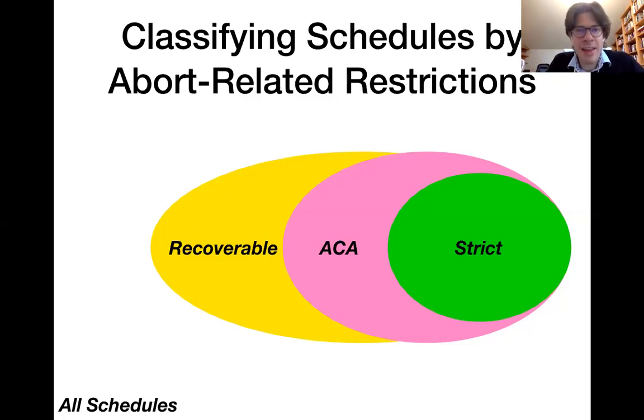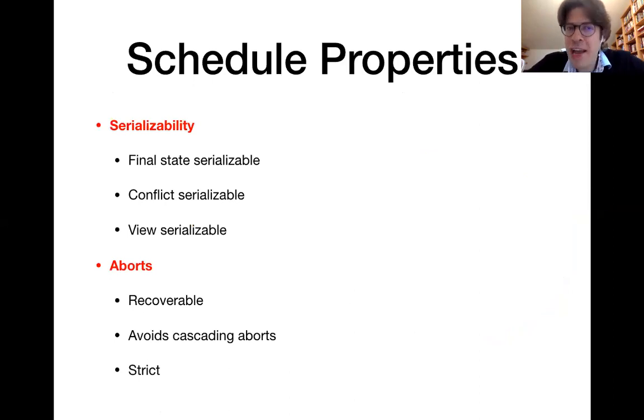So in summary, now we have seen two ways of classifying schedules. First of all, based on serializability. There we have seen final state serializable, conflict serializable, and view serializable. And then we have classified them based on aborting behavior. And there we have seen recoverable schedules, schedules that avoid cascading aborts, and strict schedules.